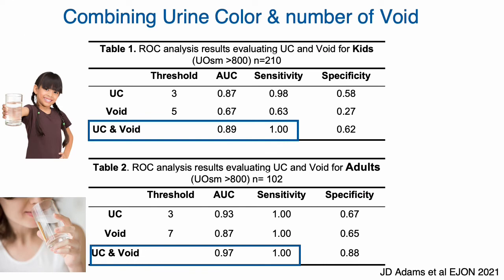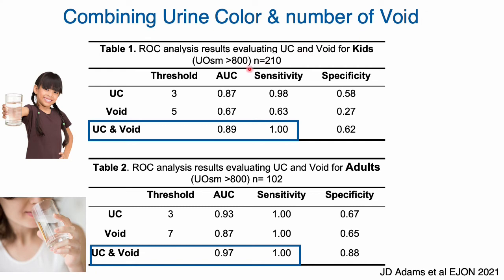Lately, actually last year, we published a study where we did a statistical analysis known as ROC analysis, or receiver operating characteristics analysis, where we tried to identify the threshold by which we can identify good hydration if we combine two different biomarkers. So we wanted to combine the urine color and the number of voids together and see whether those, when combined together, will give us better information.